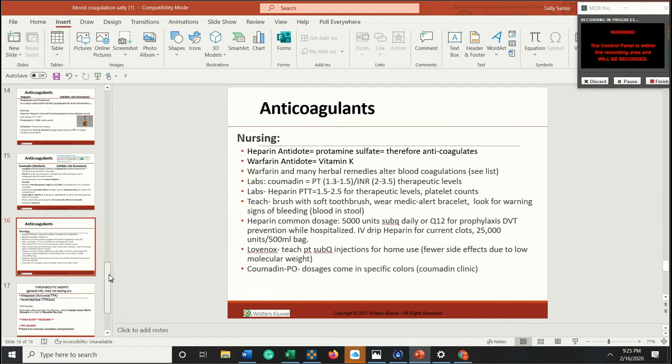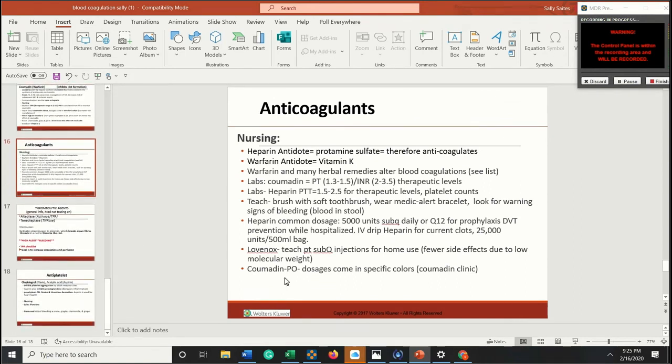I have given you here a list. I'm not going to go through them, but this is a list of the highlights of some of the things that patients and us have to be aware of when taking anticoagulants.